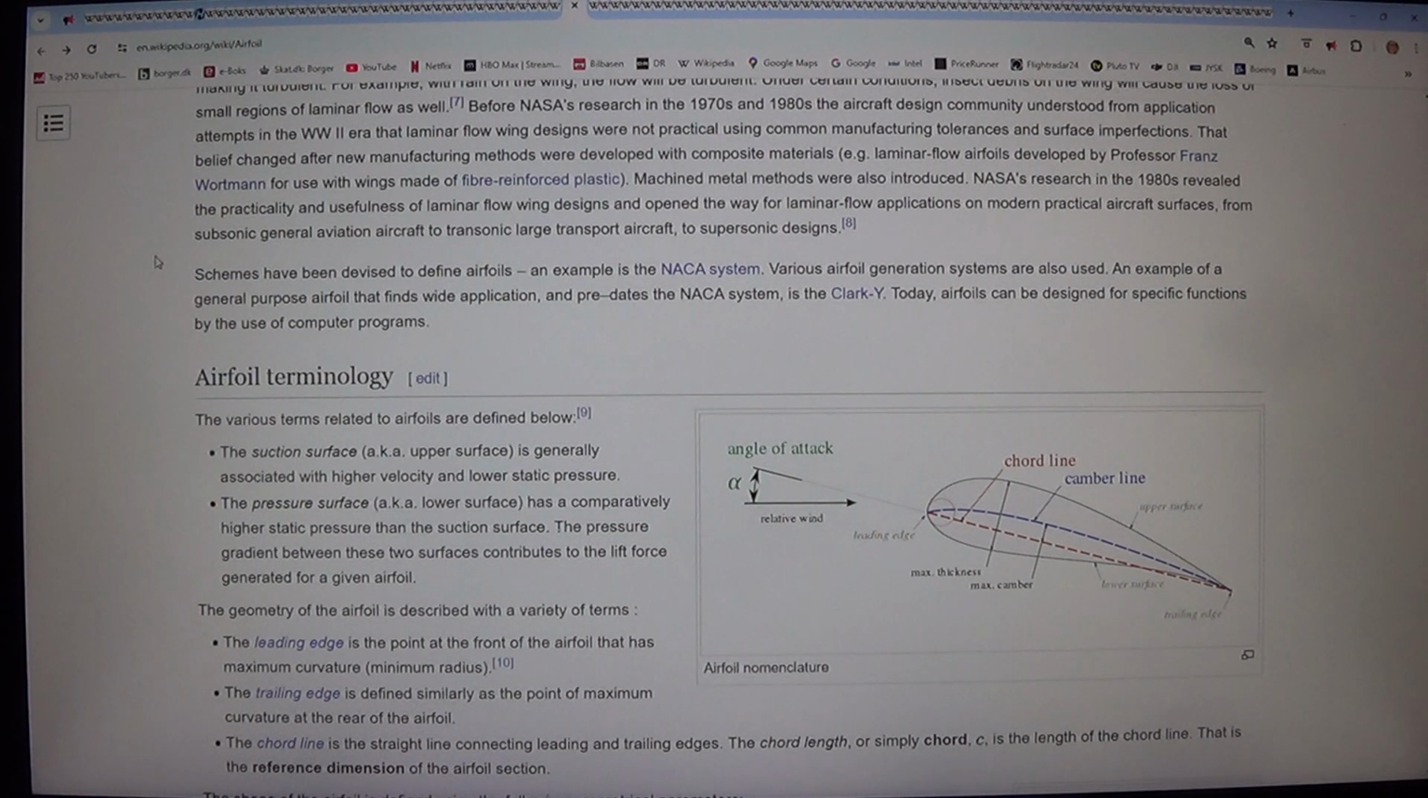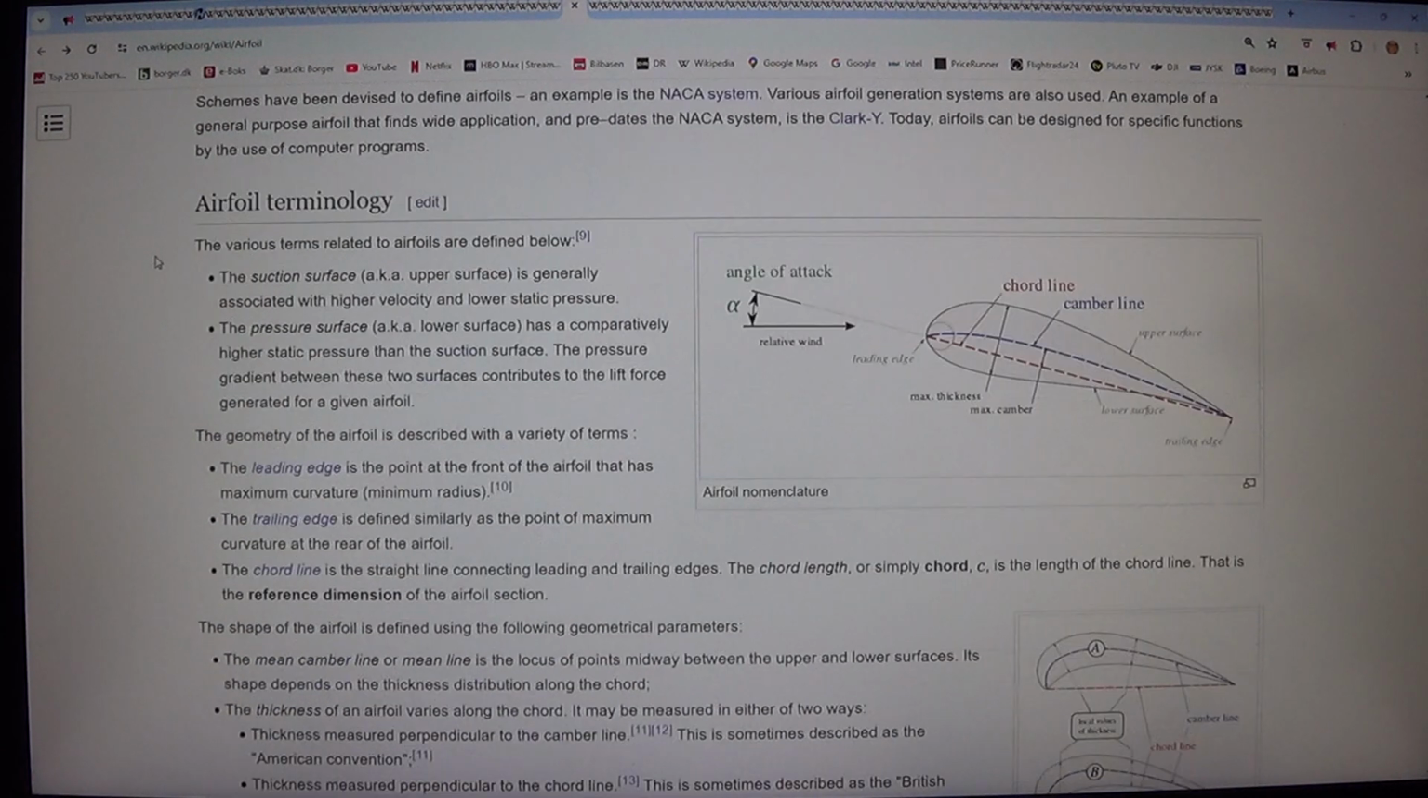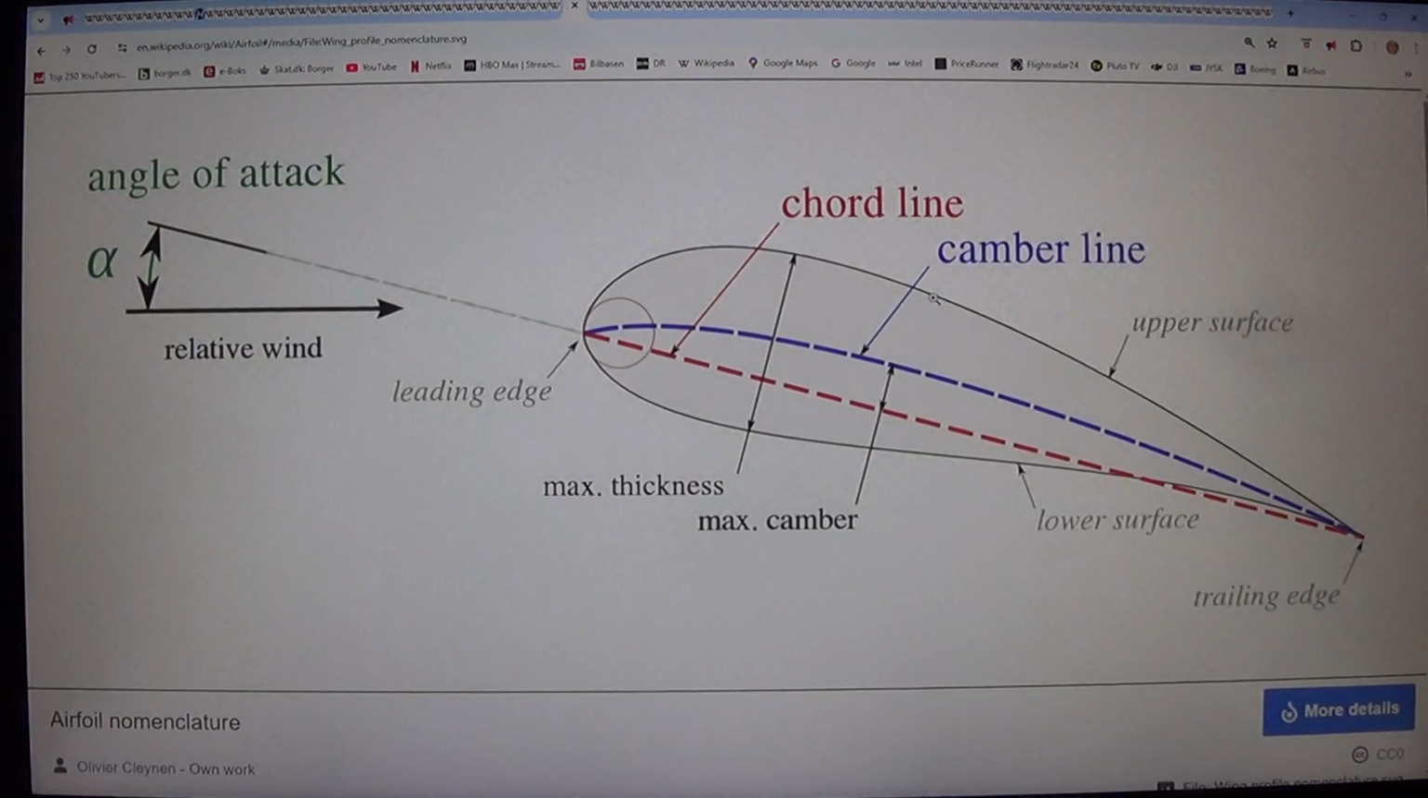An example is the NACA system. Various airfoil generation systems are also used. An example of a general-purpose airfoil that finds wide application, and predates the NACA system, is the Clark Y. Today, airfoils can be designed for specific functions by the use of computer programs.